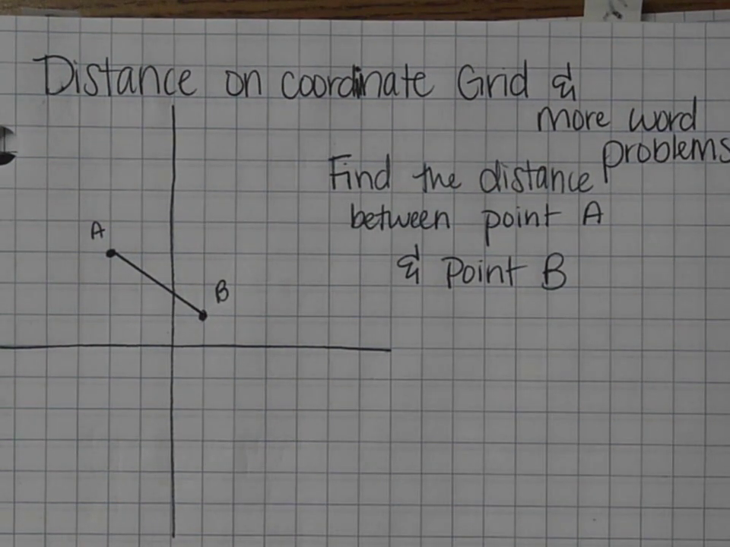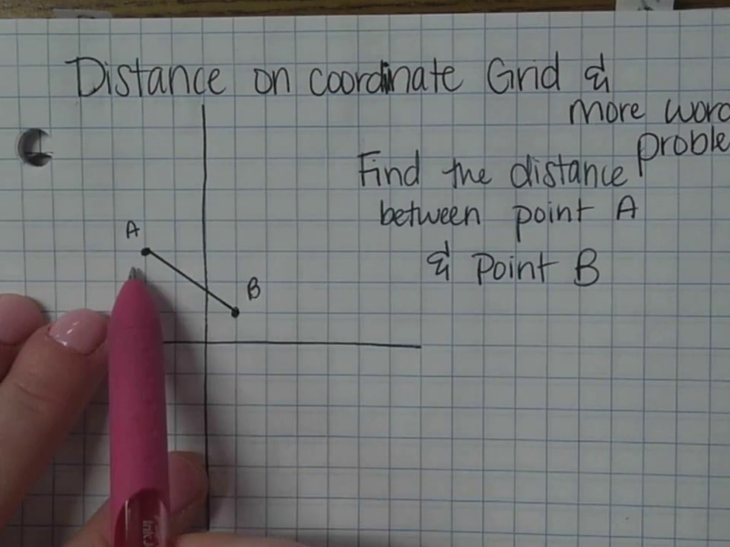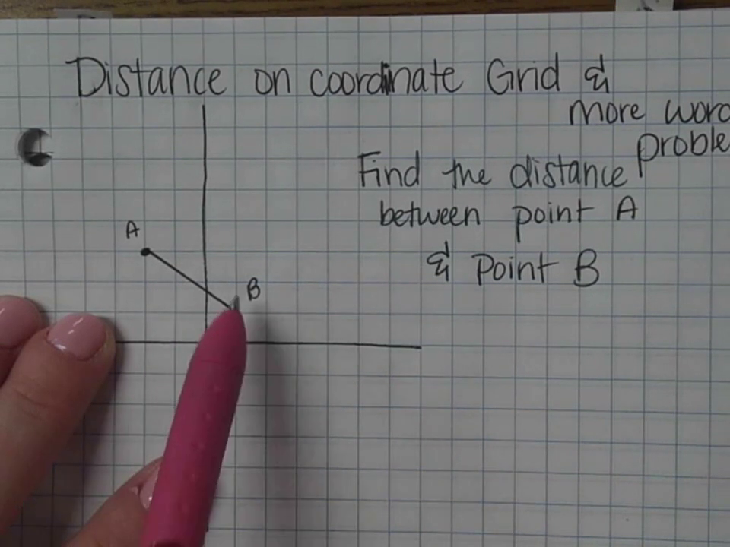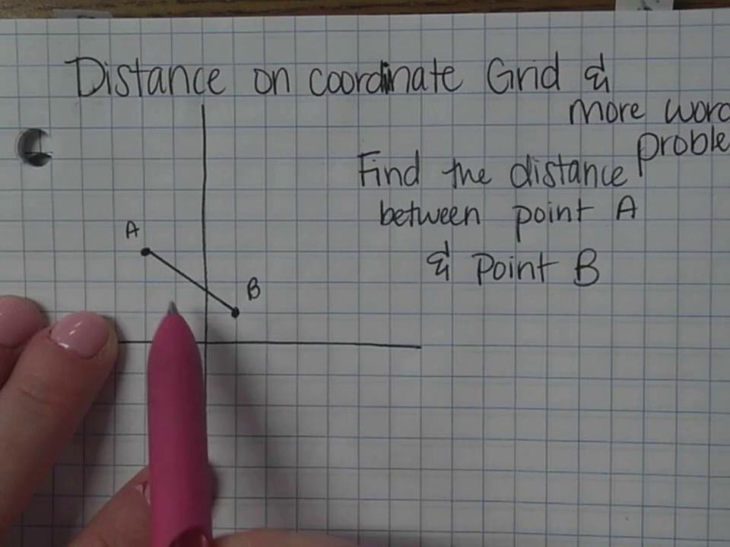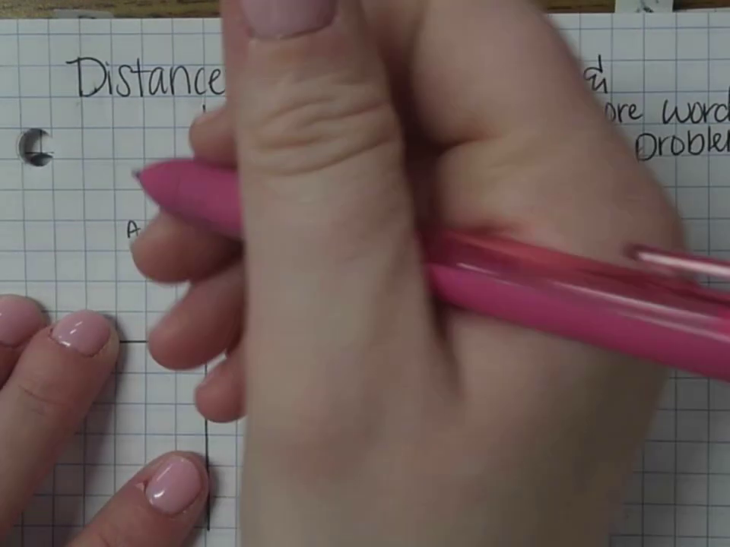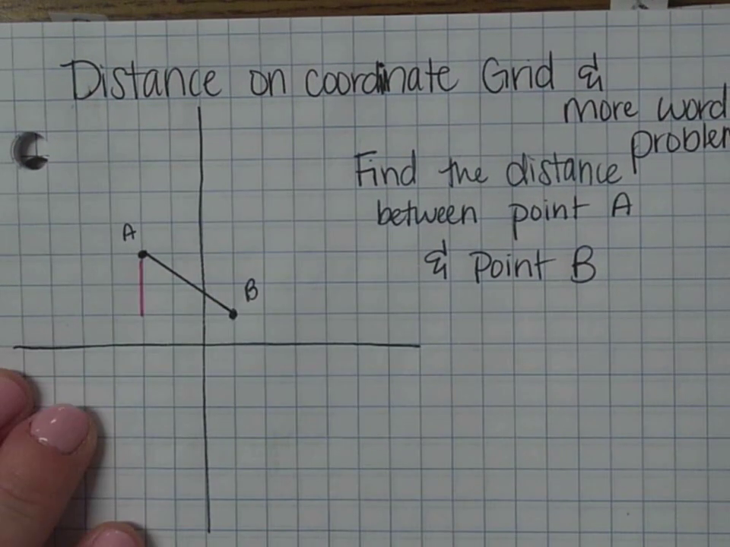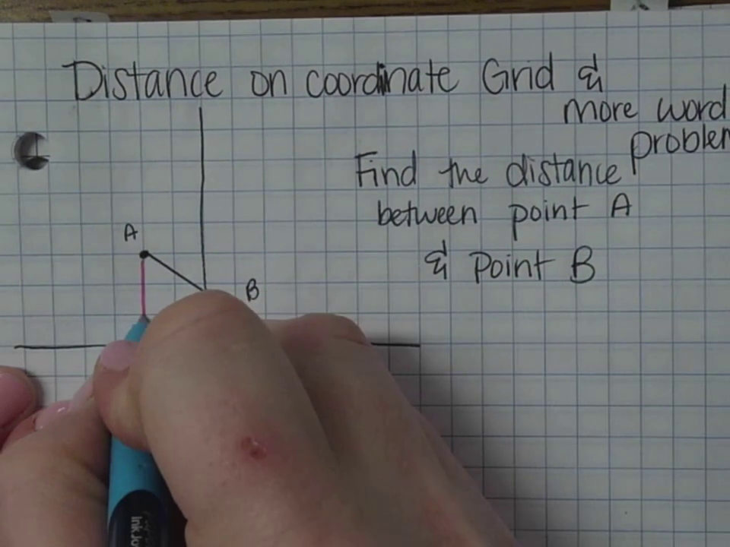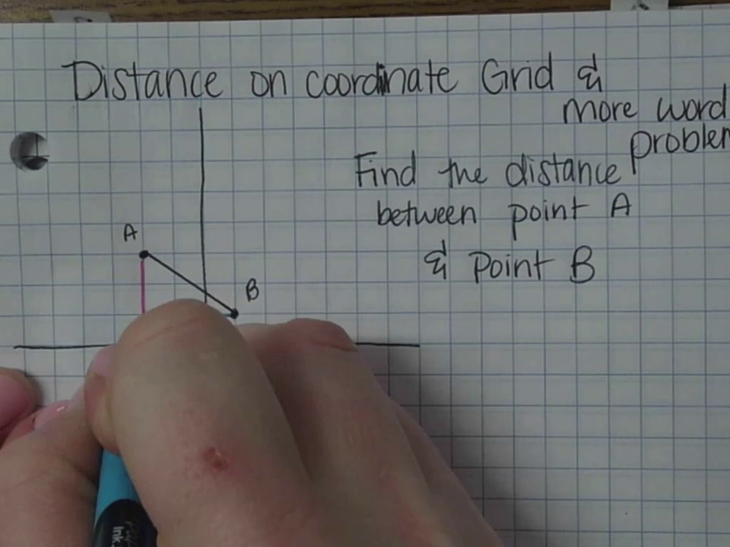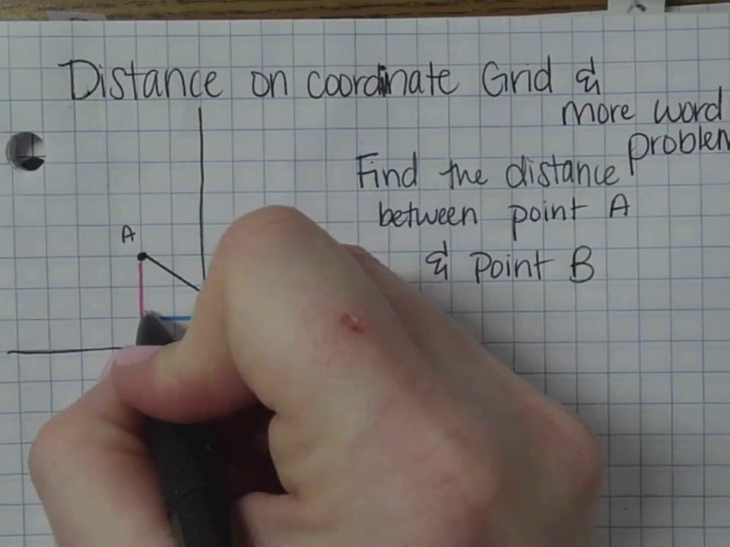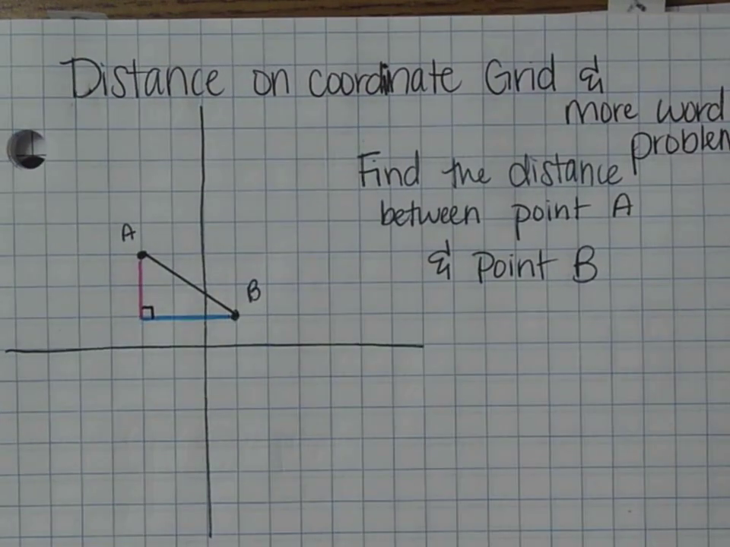So if we look at point A and point B, we can't just count. Like I can't say, that looks like 1, 2, 3. You can't just count 3 over. But you can make it into a triangle. I'm going to use 2 different colors. So I use pink there, and I'm going to use blue here. So notice, now it's a triangle. And notice, since it's on that grid, it is a right triangle. Well, since it's a right triangle, we can use Pythagorean theorem.